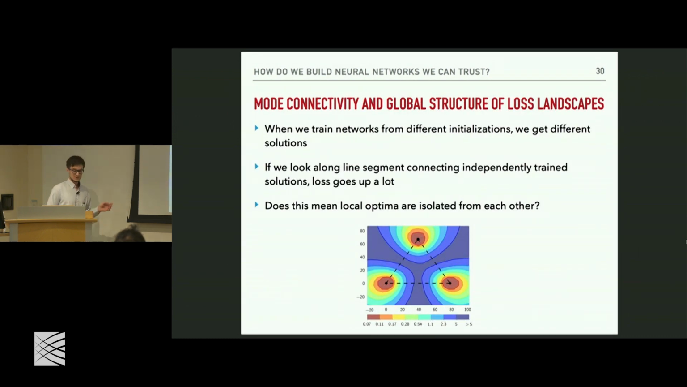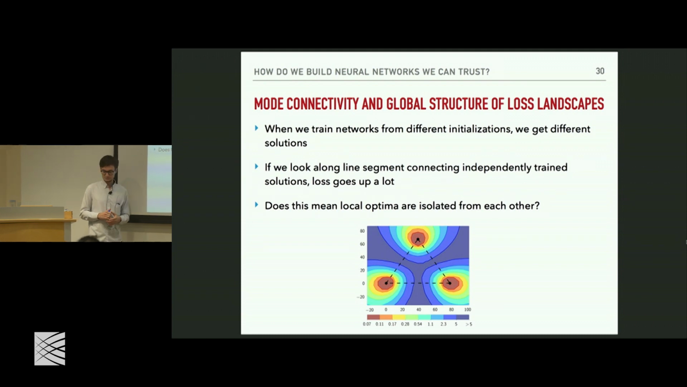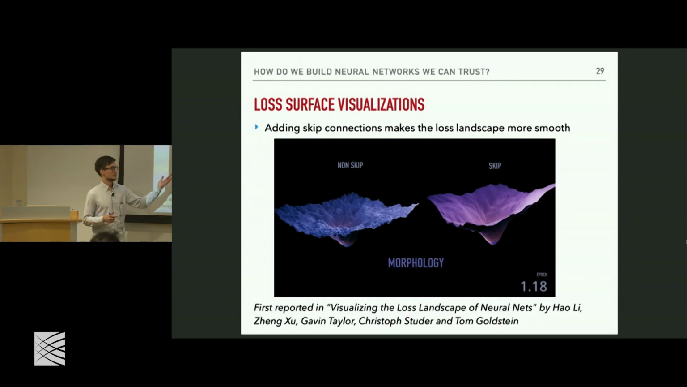So this is the next part of the talk. Just looking at visualizations like this, we usually only see one local optimum in the loss landscape. But this is because we are restricted to looking at two-dimensional subspaces, and in reality there are millions or much more than that of local optima for neural networks. They are very, very multimodal.